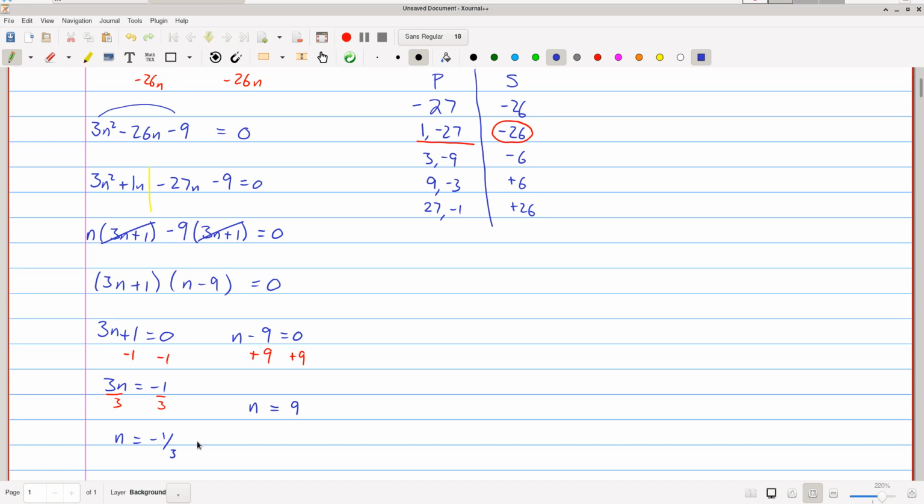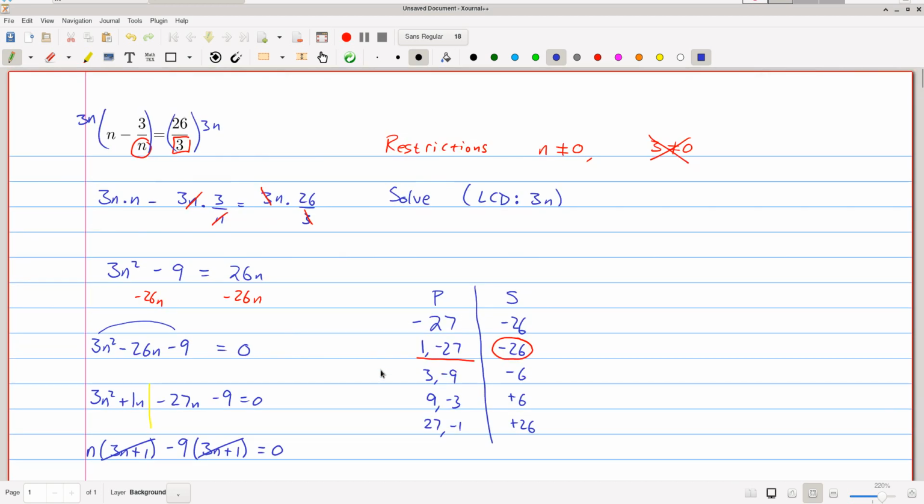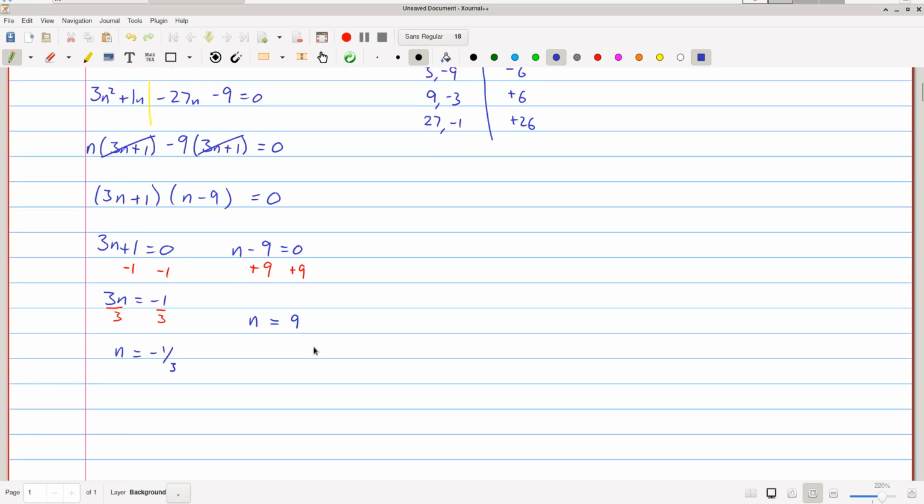Now, neither one of these two are the restrictions. If we go back to the beginning of the problem, we found that our only restriction was that n can't equal 0. Neither of these two fall into that restriction. That means we have two solutions, n equals negative 1/3 and n equals 9.